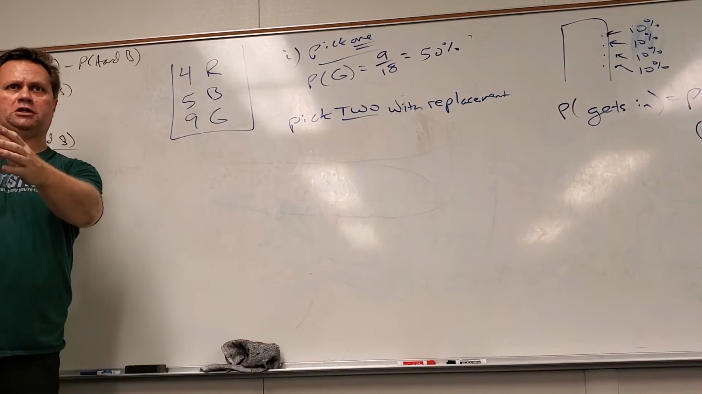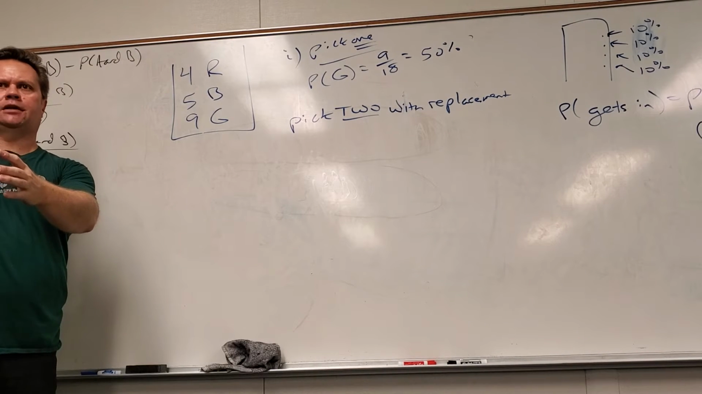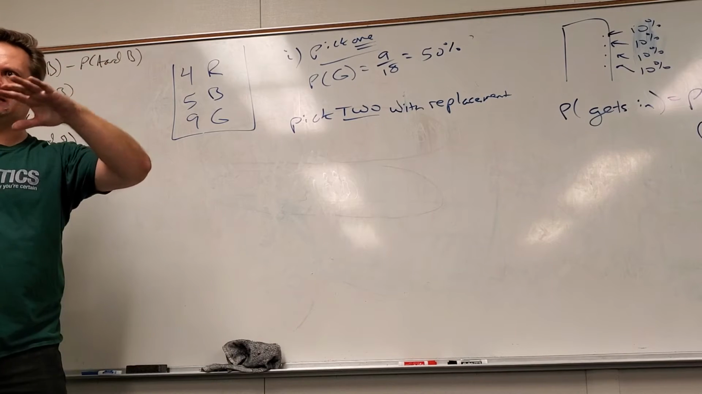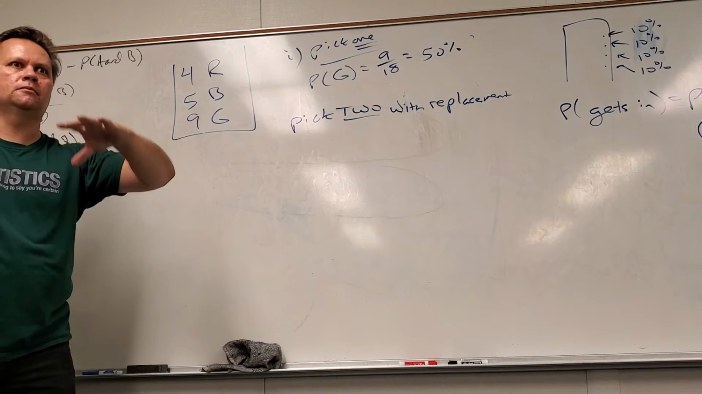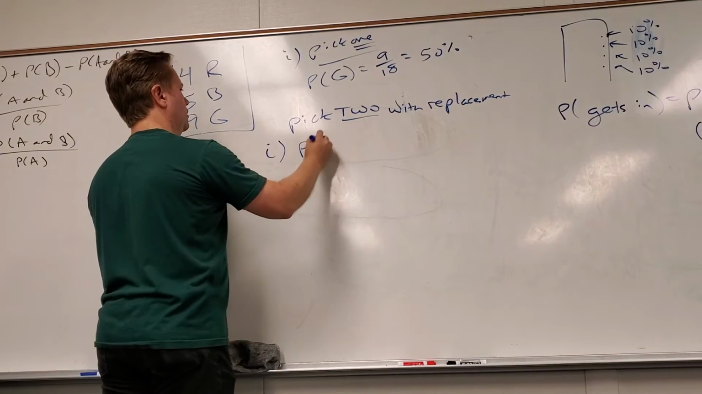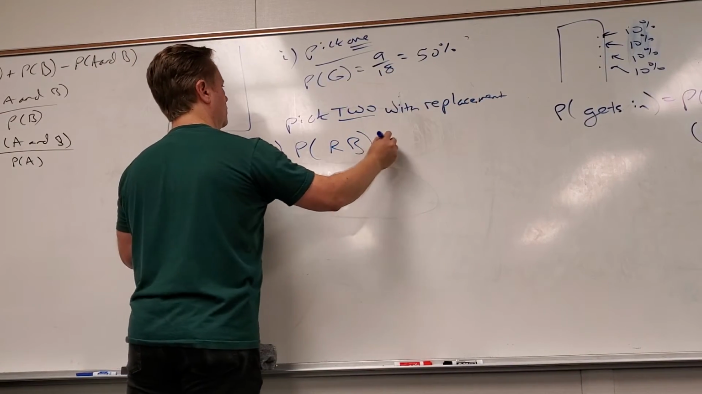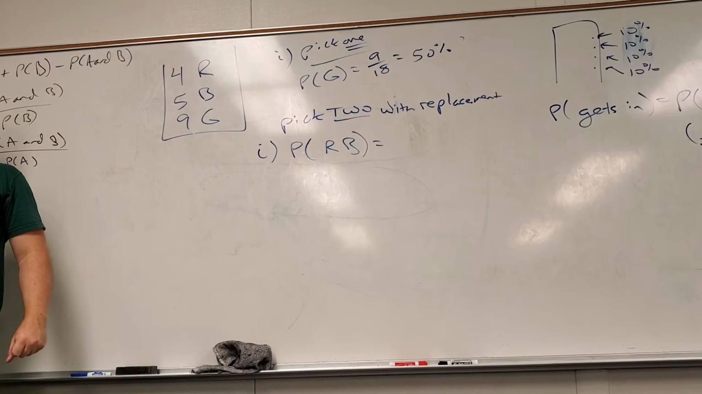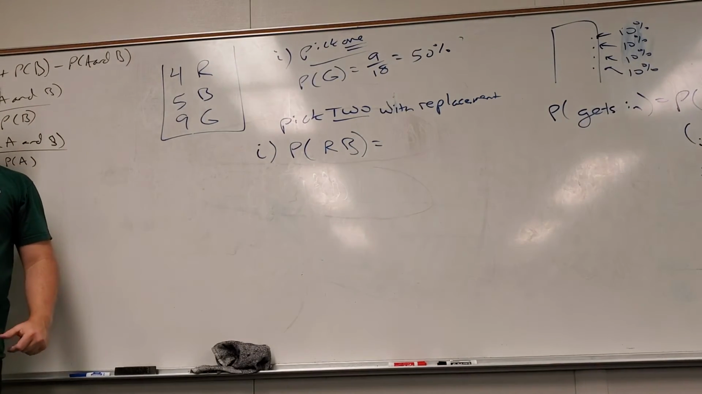What that means is I reach in, I pick one, see what it is, and I drop it back in. And now maybe we understand better that leaves the denominator the same, because we have the same number of chips. So what's the probability I pick a red and then a blue? All right, well, how do I do this? Do you see how I just said that? A red and then a blue.